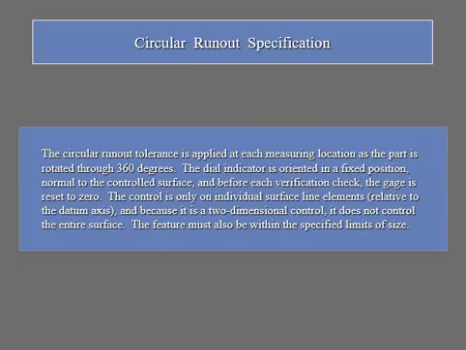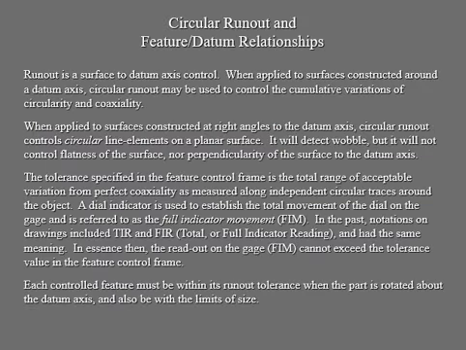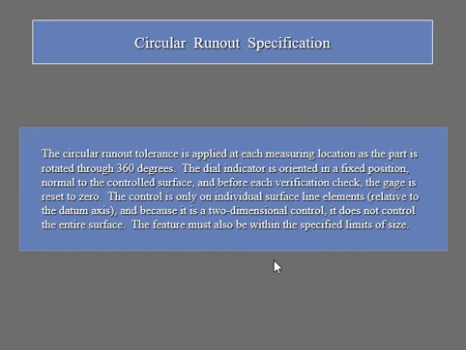All right, then let's get into the circular runout specification. So here, what you need to know is that we apply the circular runout tolerance at each measuring location as the part is rotated through 360 degrees. So as you rotate, we are applying the circular runout tolerance to each of the measuring locations. Of course, your measurement device is your dial indicator.